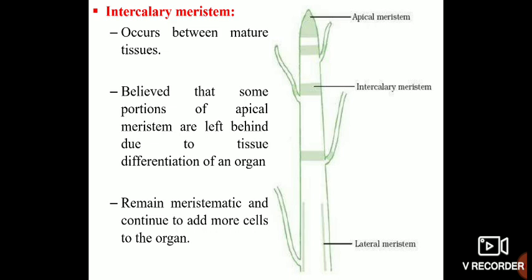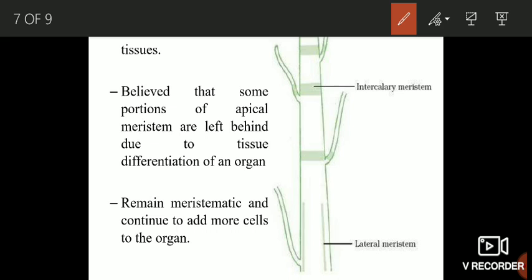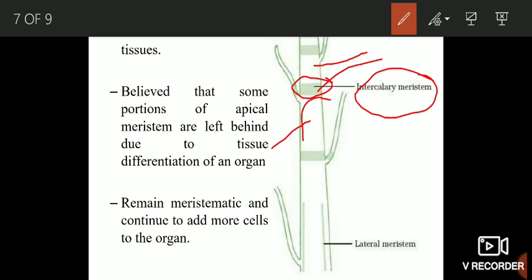Intercalary meristem occurs between mature tissues. Here you can see this patch, which represents the intercalary meristem, a group of cells which are meristematically active, that means they are continuously dividing. This patch is present between two mature tissues. These two white patches are not meristematic. Instead, they are the permanent tissues, okay, mature tissues.